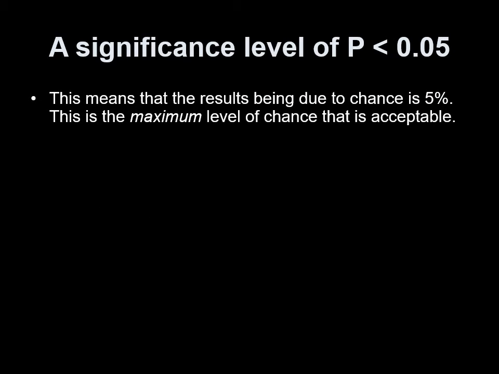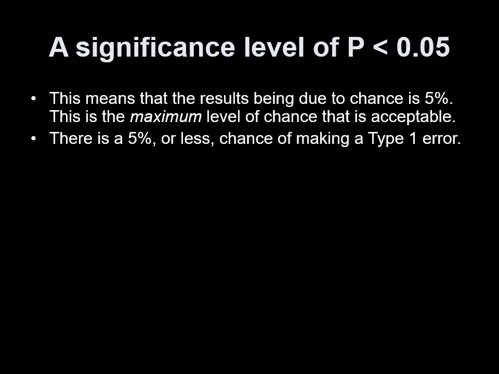So what do these different significance levels mean? If you have a significance level of P is less than 0.05, this means the probability of the results being due to chance is 5% or less. And this is the maximum level of chance that is seen to be acceptable. So this means in practice that there's a 5% or less chance of making a type 1 error. So you've got less than 5% chance of being too optimistic and claiming that there is an impact of the IV on the DV when in fact there isn't.